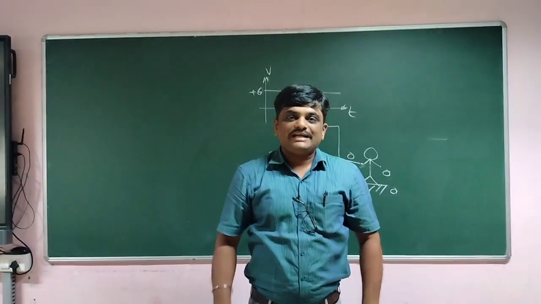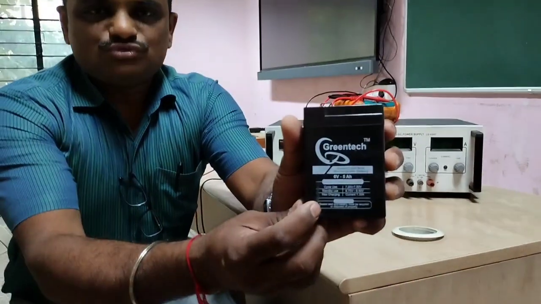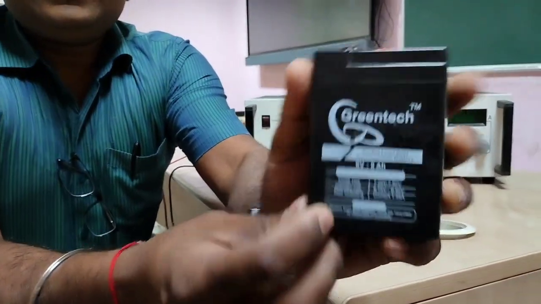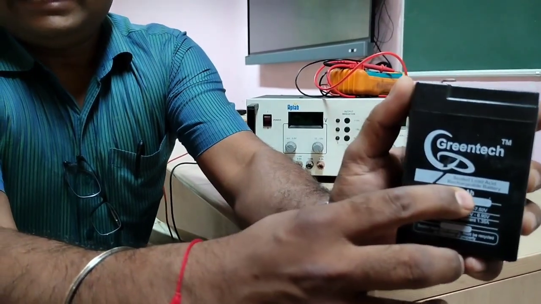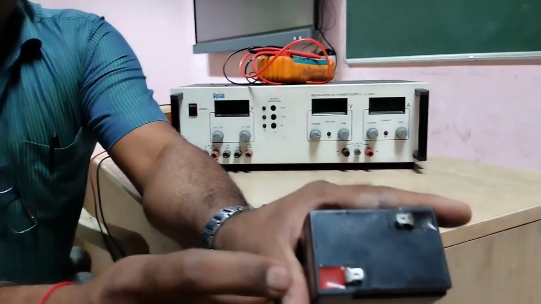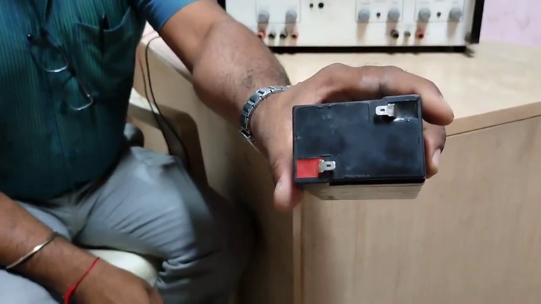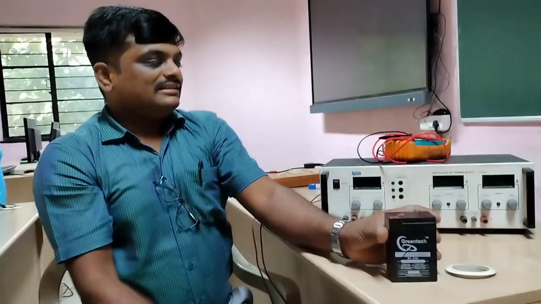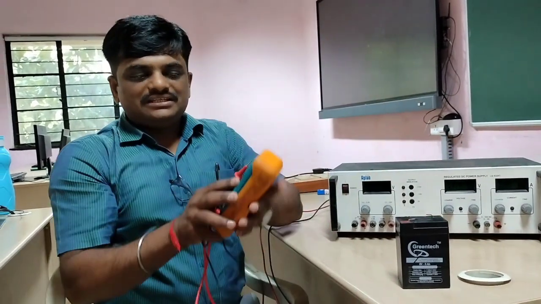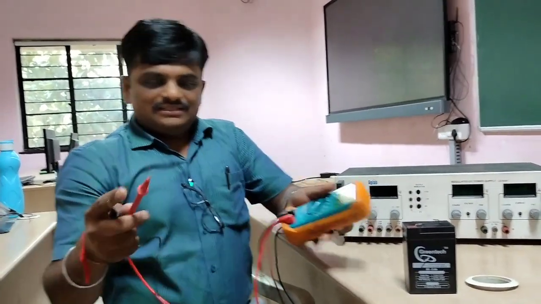Let us verify practically. Here I have a battery. You can see it is a 6 volt battery and it is 5 ampere hour. Now you can see there is a red terminal which is positive, and a black terminal which is negative. Now let us verify the potential at the positive terminal and the negative terminal.